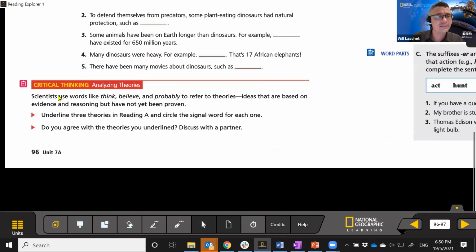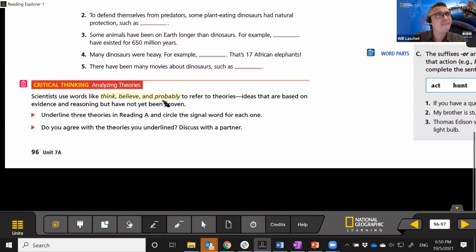There's a very nice critical thinking activity here, which is about analyzing a theory. And what this tells us is that scientists often use words like think, believe, and probably. And some of you pointed this out earlier, the sentence with probably.